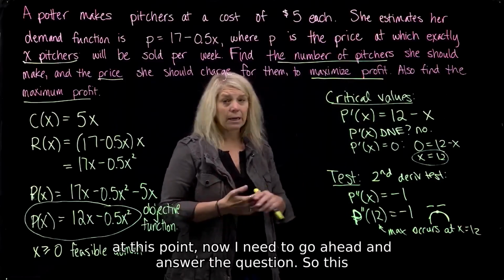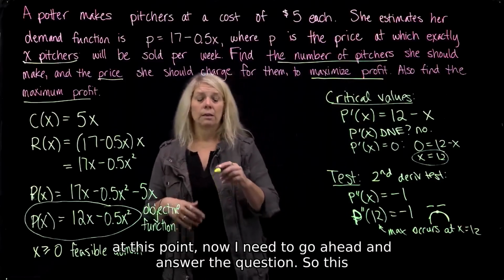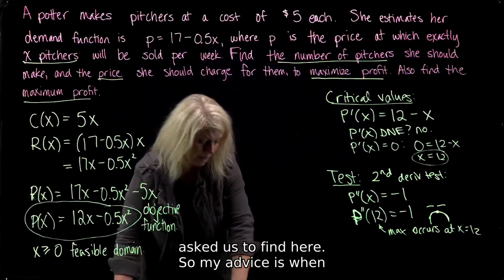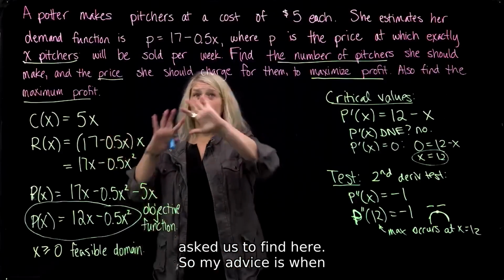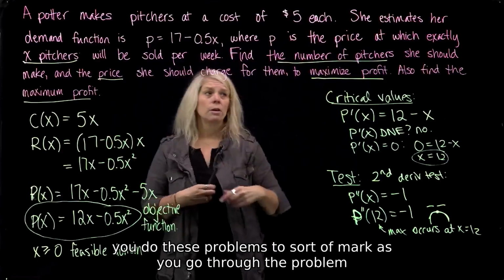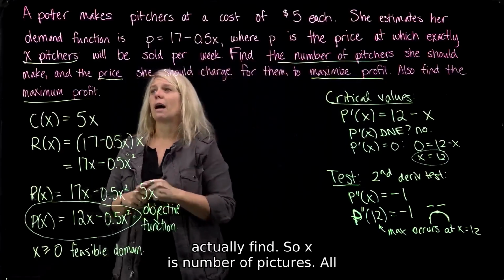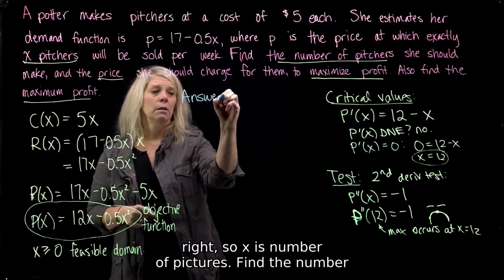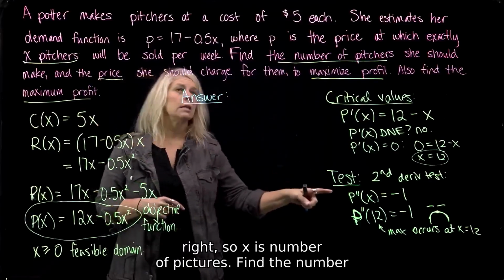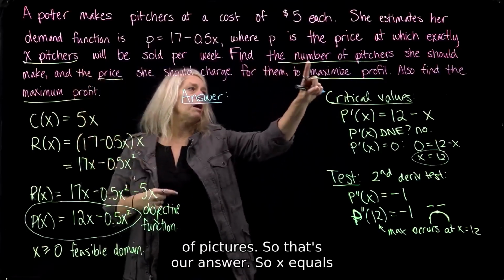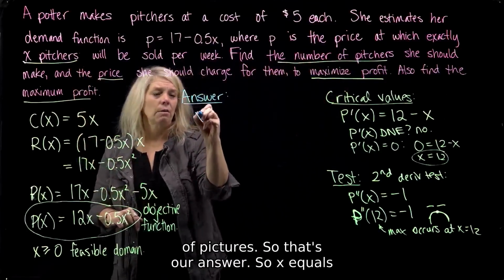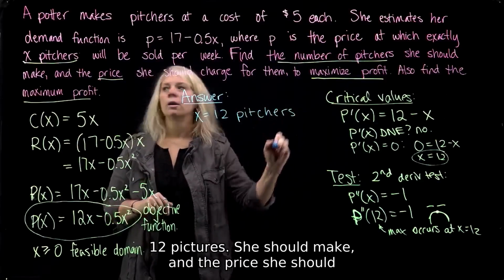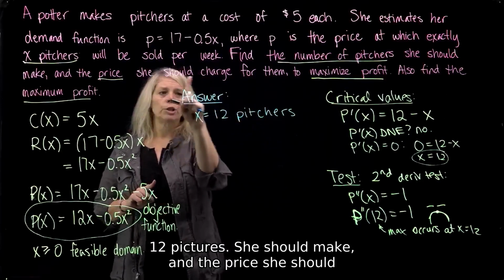And so at this point, now I need to go ahead and answer the question. So this is where we're going to answer all these things that I underlined that it asked us to find here. So my advice is when you do these problems to sort of mark as you go through the problem what it's asking you to actually find. So x is number of pitchers. Find the number of pitchers, so that's our answer. So x equals 12 pitchers. She should make, and the price she should charge for them.